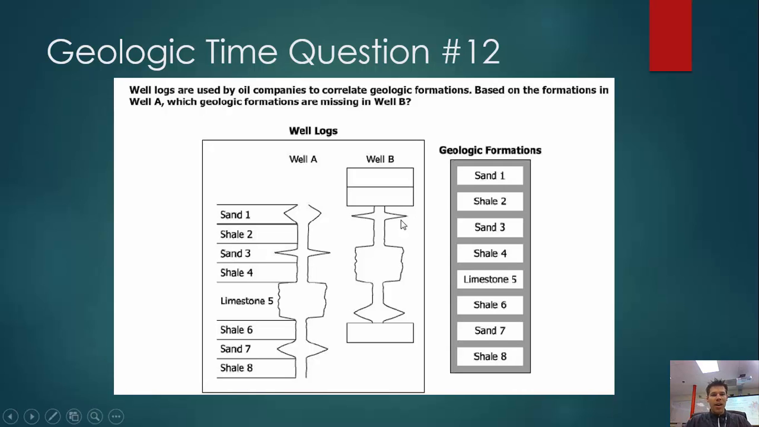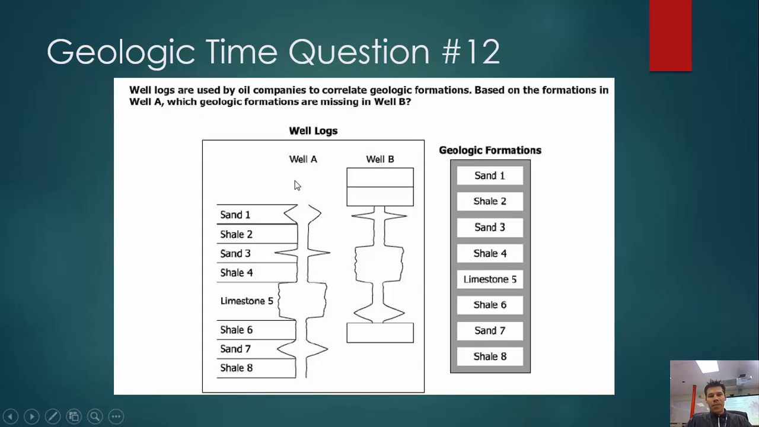Well logs are used by oil companies to correlate geologic formations based on the formations in well A. Which geologic formations are missing in well B? So basically they're telling you they found multiple layers of rocks that had this description. Sand number 1, represented by this symbol. Shale number 2 by a straight tube. Sand number 3 with this symbol here. Shale 4, you can see the big brick that's limestone, and so on.